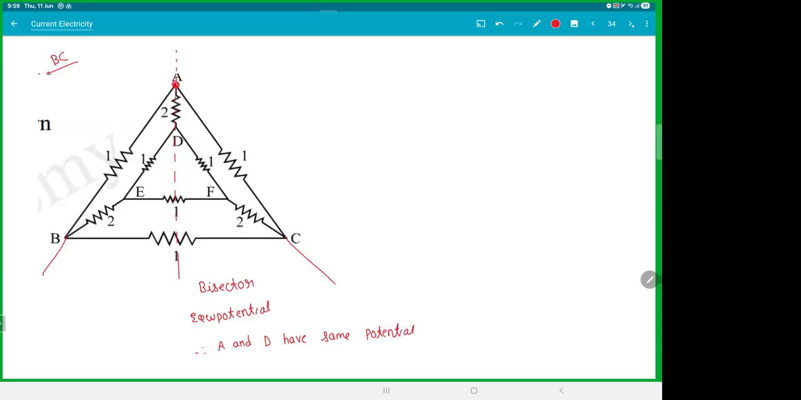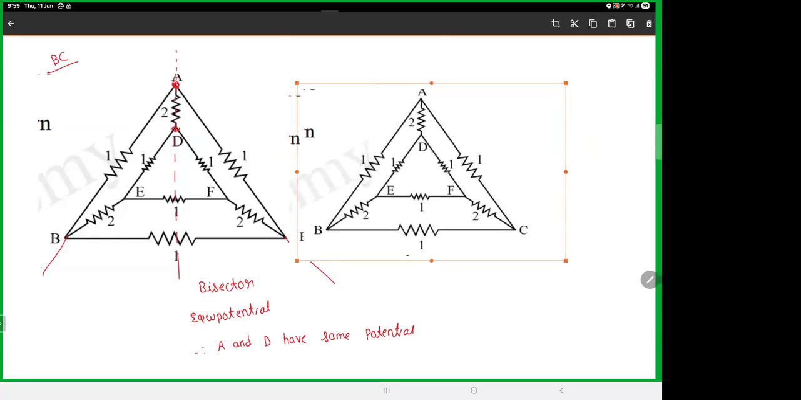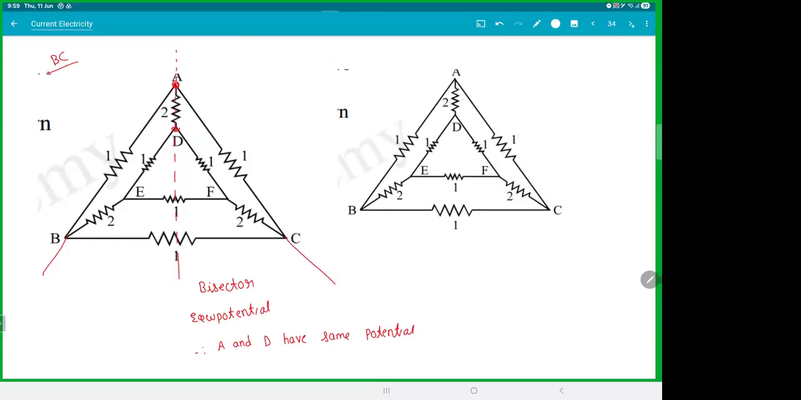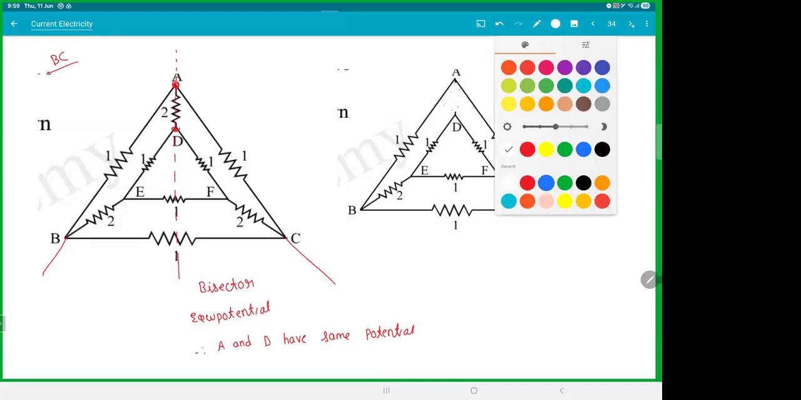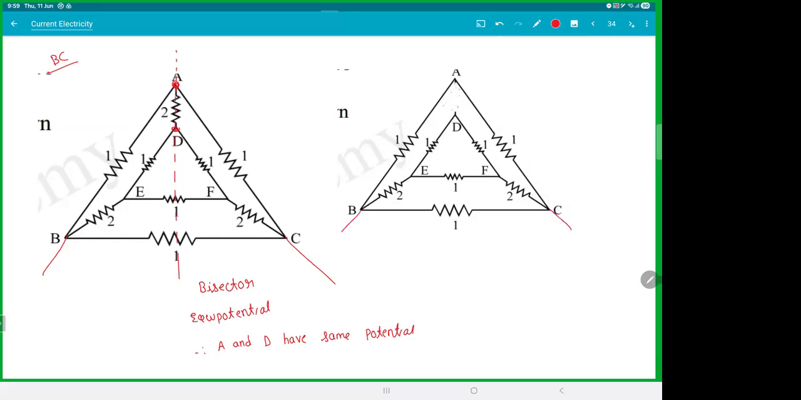So this point and this point have the same potential. Now, if you draw the picture, you can remove this 2 in the middle. Once you do that, your life becomes pretty easy and straightforward. These two are in series, this and this are in parallel. These two are in series, this and that are in parallel, and this is in parallel. Everything becomes series parallel. I remember the answer. This thing is 7 by 12. You can remember this. Check it out. Once you remove that AD, the circuit becomes pretty easy to solve.